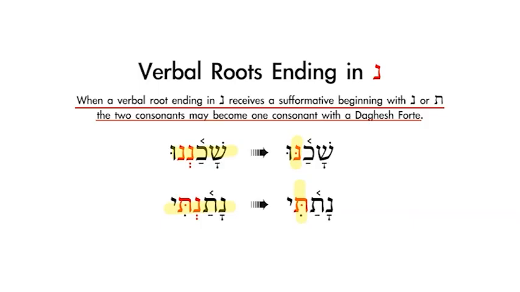Like you experienced with the preposition min, the noon has assimilated into the following consonant as a dagesh forte. This one's a little trickier because you don't have two taus, you have a noon that's assimilated as a tau. So you'll have to properly reconstruct that verbal root. Now, the verb nathan, to give, appears frequently in the Hebrew Bible, and you'll be able to do this soon because you'll encounter it so often. So remember, verbal roots ending in tau or noon may assimilate the final root letter into the sufformative in those environments that they permit.